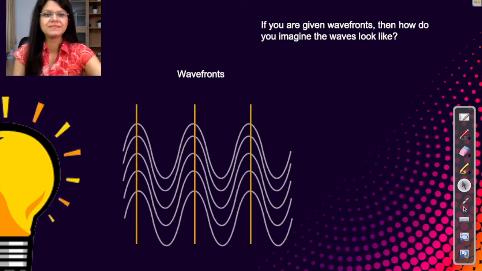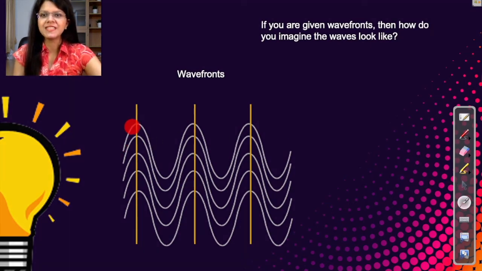That's how. A wave which has a peak on the wavefront goes down, and the peak again comes on the wavefront, goes down, peak again comes on the wavefront, goes down, so on and so forth for each and every set of parallel waves. Alright.